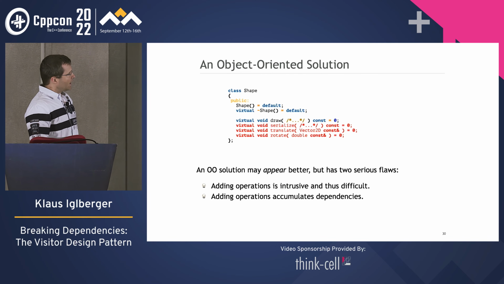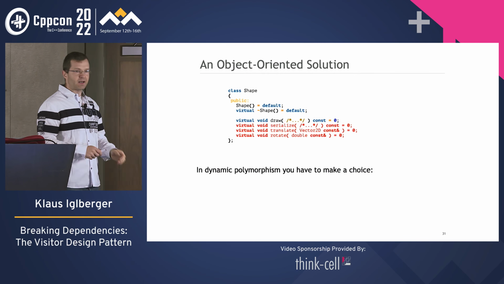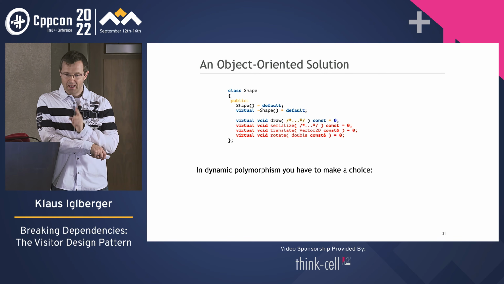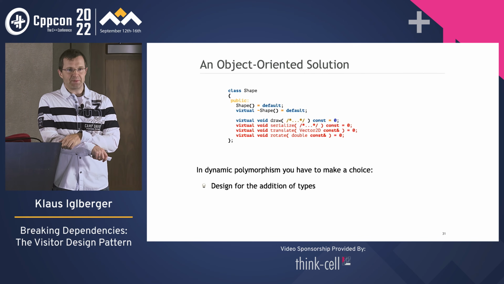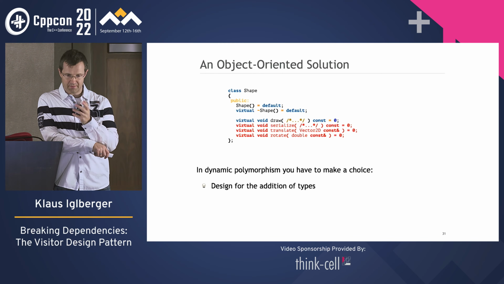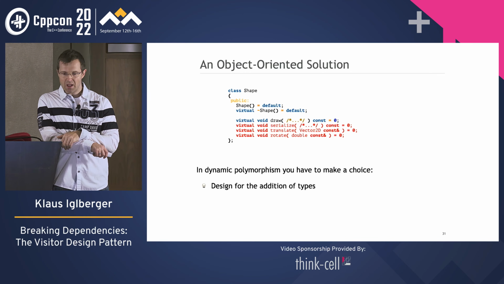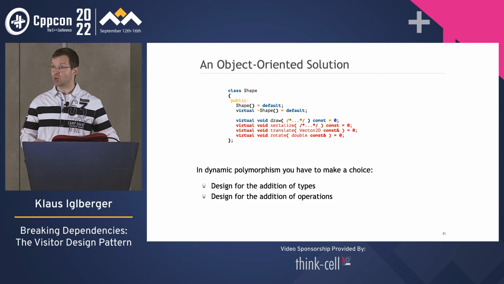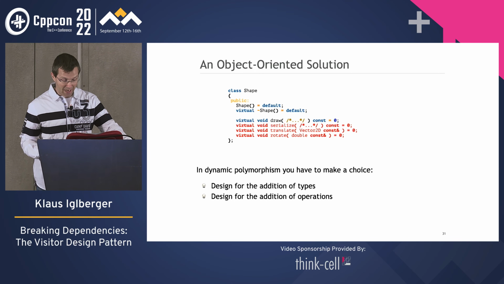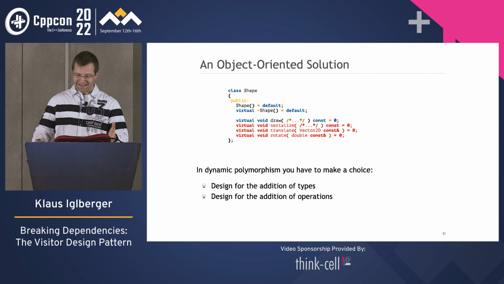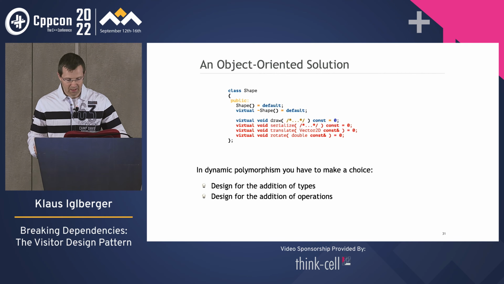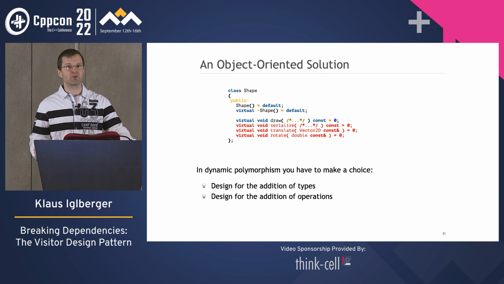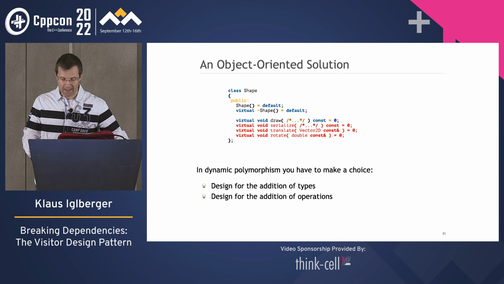So, generally speaking, in dynamic polymorphism, you have to make a choice. And these are the two choices that you've seen before. If you want to add types, then you have to design for adding types. Or alternatively, you have to design for adding operations. But this is a serious choice that you have to make upfront. And it's kind of hard to go back. And so if you use a base class in this form, you are basically optimizing for the addition of types, but not for the addition of operations.